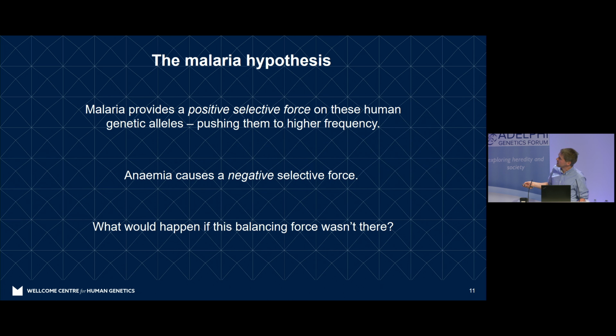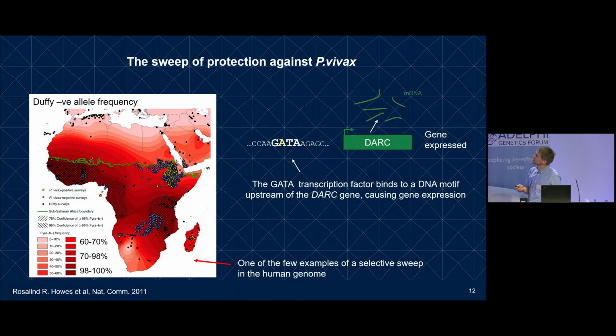We don't really have to speculate what would happen if this balancing force of anemia were not there, because there's another classical malaria variant that's like that. We heard about it in Garrett's talk this morning briefly. Here's a map of the Duffy negativity allele, which provides protection against another form of malaria, Vivax malaria. And what you can see here is that across essentially all of Africa, the allele is close to 100% frequency. So this is one of the primary examples of a selective sweep in human populations.